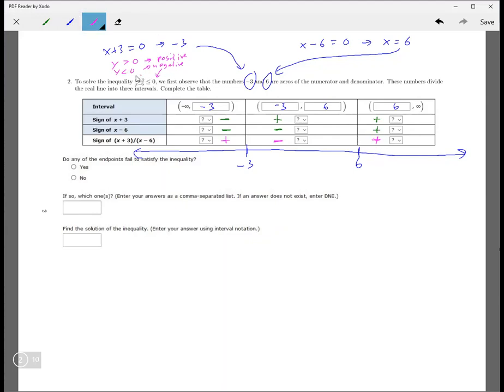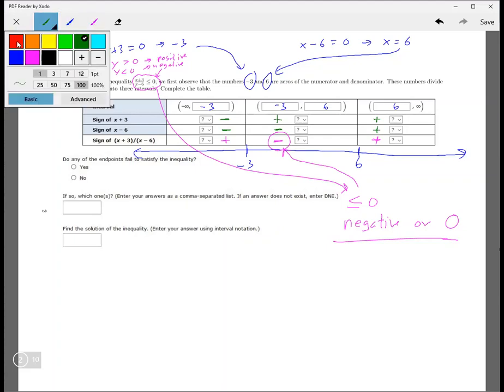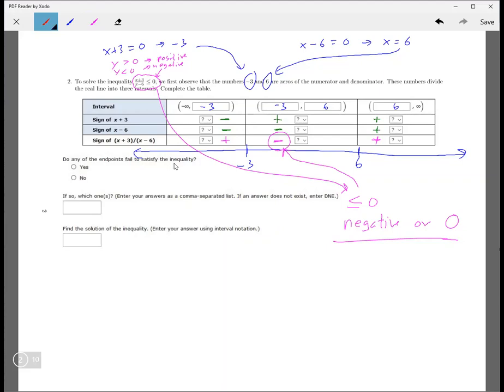Okay, and right here, less than or equal to 0 means negative or 0, which means this region here is what we're looking at. Okay, let's continue on. The next part says, do any of the endpoints fail to satisfy the inequality?